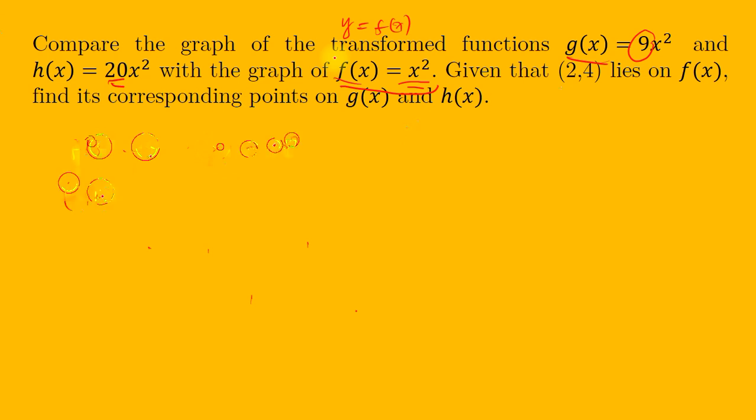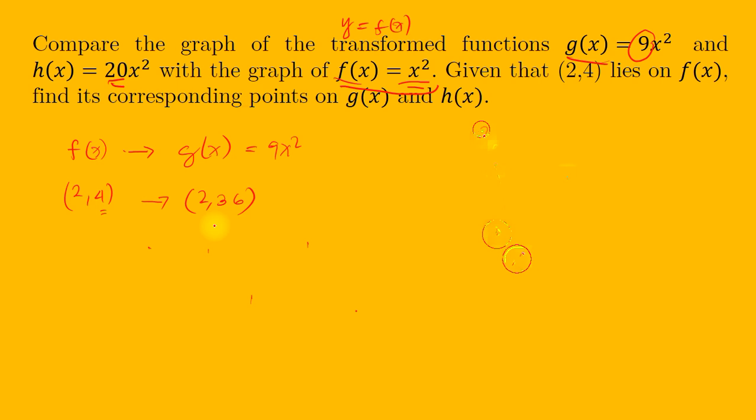So we will get, in g of x, that 2, 4 becomes 2, 36, since 4 times 9 is 36. So from 2, 4, it is vertically scaled up to 2, 36. So imagine that one. This is f of x. This is g of x.